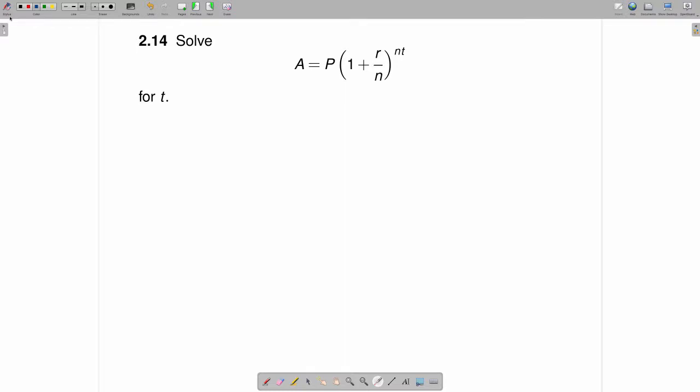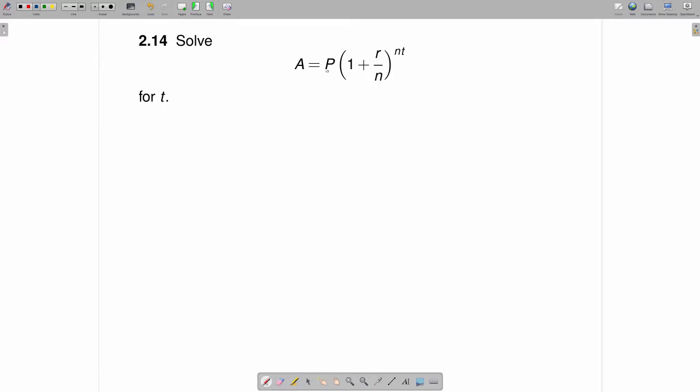Solve A equals P times the quantity 1 plus R over N to the NT power for T. Now you'll notice that T, which is what we're solving for, is sitting up here in the exponent, so we're going to have to do a fair amount of work to isolate it. This is an equation that is used quite often in finance.